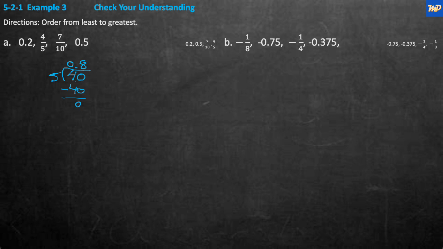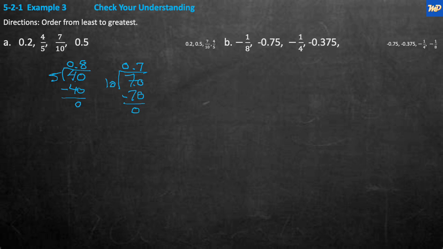4/5. And then for the 7/10, we have 7 divided by 10. And we know we're going to have a decimal point here, and a decimal point here, and a 0 here, because 10 does not go into 7. So 10 into 7 is 0. 10 into 70, because we added a 0, is 7. 7 times 10 is 70. 70 minus 70 is 0.